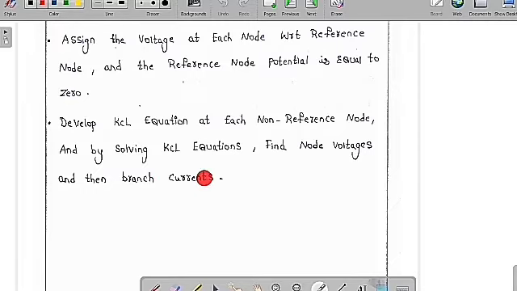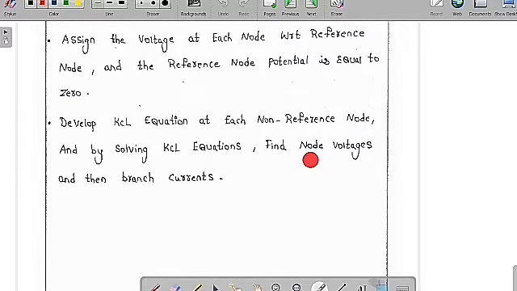Then you have to apply the KCL at each and every remaining non-reference node, and the number of non-reference nodes is equal to the number of KCL equations you are going to get. Then you can solve all these equations to get the node voltages, and with the help of these you can figure out branch currents also quite easily. So this we simply call the nodal analysis method.